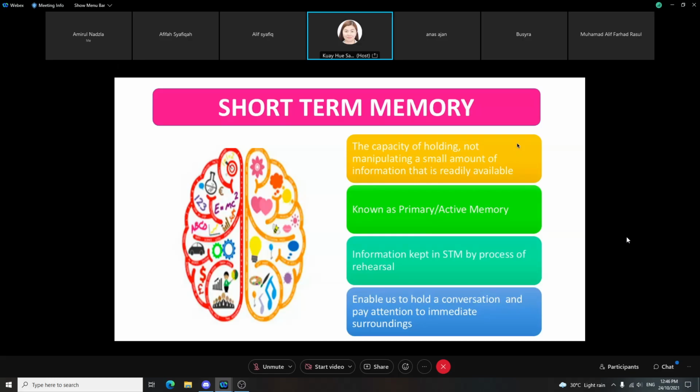Information is kept in short-term memory by the process of rehearsal. Again, you have to rehearse it from the sensory memory in order for it to become short-term memory, although it happens within a few seconds. It enables us to hold a conversation and pay attention to the immediate surroundings. Like when you are talking to me, when I'm asking you questions, you have to be engaged, so you need to have your short-term memory intact. But there are some patients with short-term memory loss, they cannot hold information. When you ask them something, you have to ask them again and again, back and forth, because they can't remember.